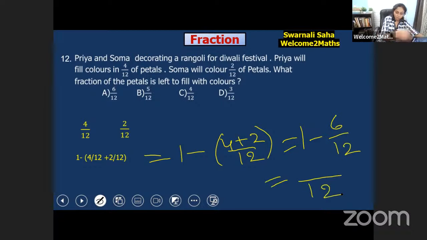Now, whenever you're doing this subtraction, 12 into 1 is 12, and here we have 12 and 12. So here we have 6. So 12 minus 6 is 6 by 12. In this way, we have to do it. So hope you understood. In this way, we have to solve the question. So our answer is 6 by 12.